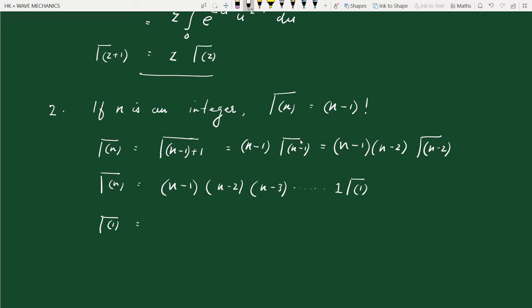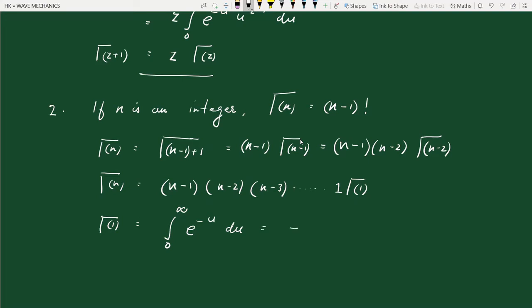Look at the first form of gamma function. Gamma 1: put z equal to 1, so you have the integral from 0 to infinity of e raised to minus u, u raised to z minus 1. Now z is 1, so z minus 1 is 0, and u raised to 0 is 1. So this is gamma 1. This can be readily evaluated.